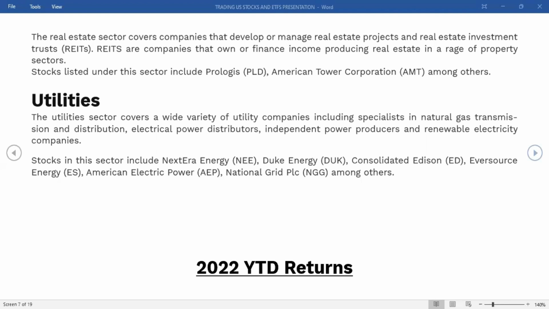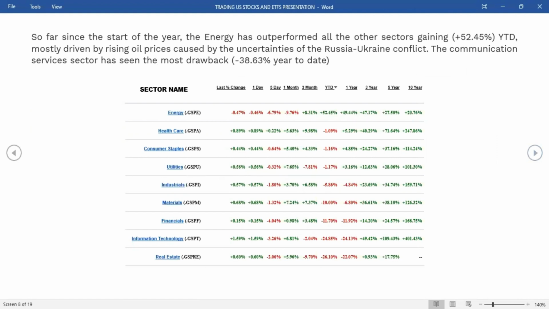So having known the sectors, let's look at the 2022 year-to-date returns. When I say YTD, I mean year-to-date returns, that's from January to December. We are in December. So for this year, as I had told you guys, the energy sector has outperformed all the other sectors, gaining 52.45% year to date. This has been mostly driven by rising oil prices caused by the uncertainties of the Russia-Ukraine conflict.